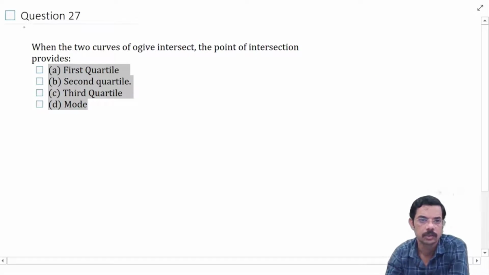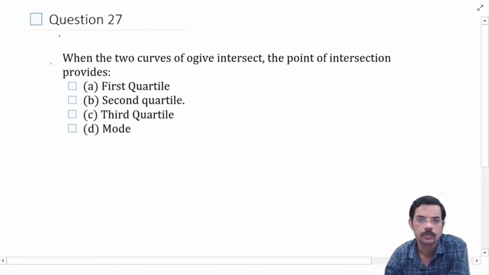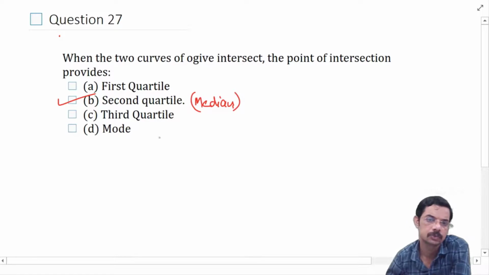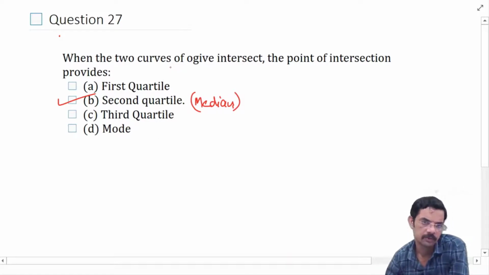So let us see what it is there. When two curves of the ogive intersect, the point of intersection provides the second quartile. The second quartile is also called the median. Okay, median is the second quartile. See, this question appears many times in previous papers.